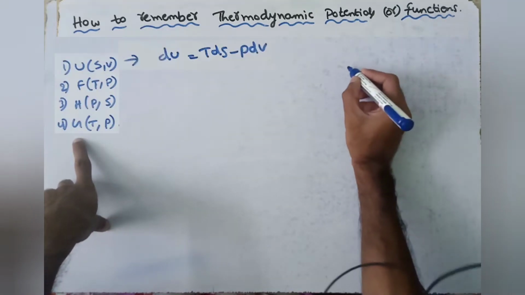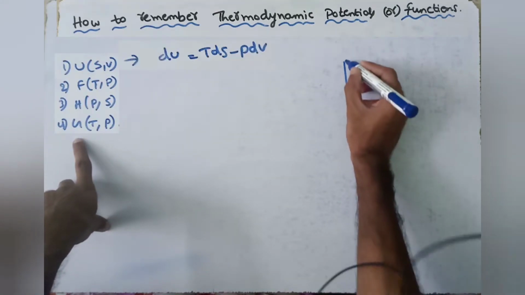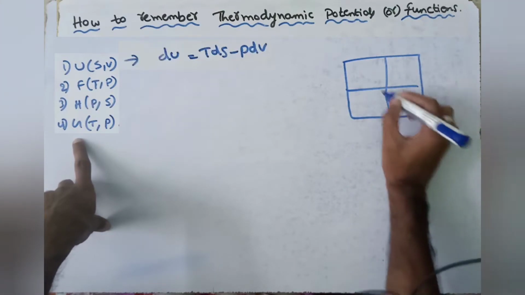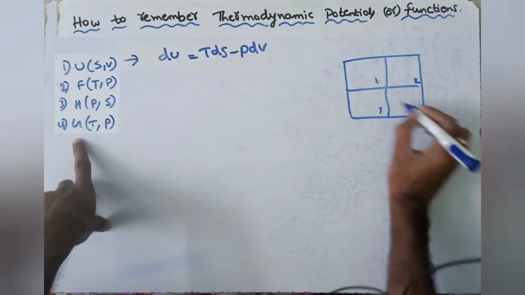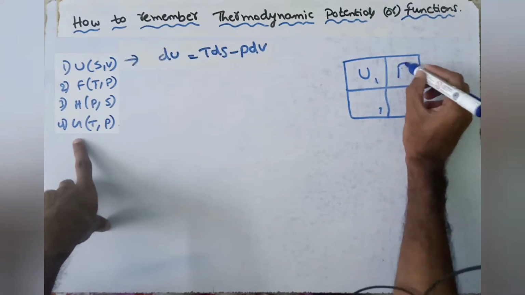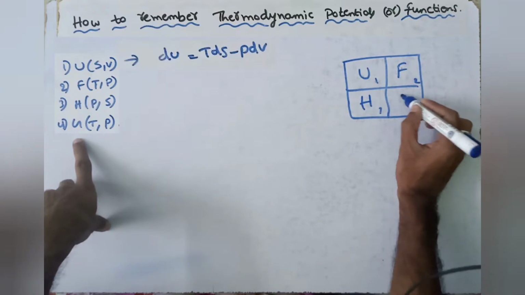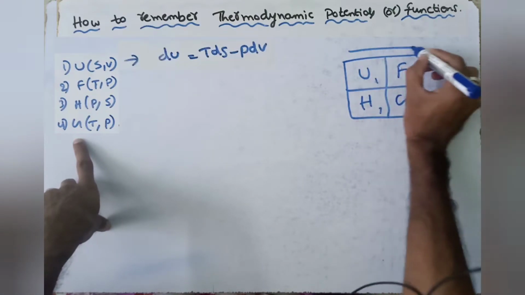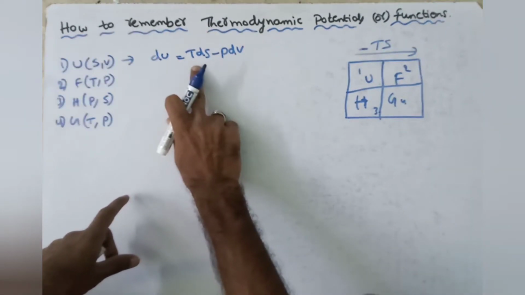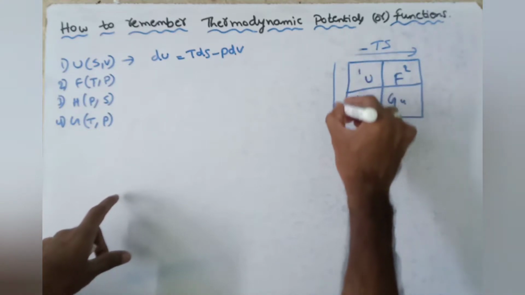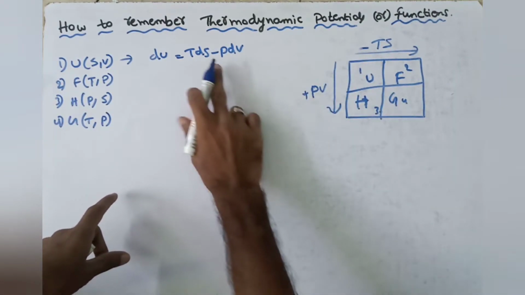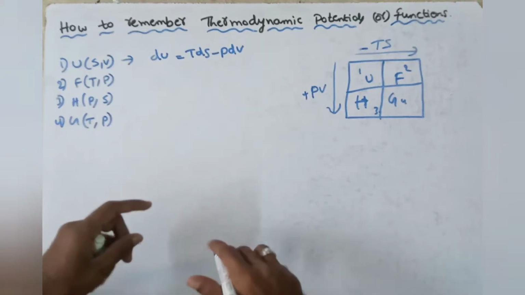So we draw a small box. Among those boxes, we place 1, 2, 3, 4: first the thermodynamical potential internal energy, then Helmholtz function, total heat function, and Gibbs function. Above the box, we write T, S, and minus T, S, because here there is no minus, so we write minus here. And another arrow we draw here. Here we write PV, plus PV, because here it is minus, so we take the opposite sign, plus PV.